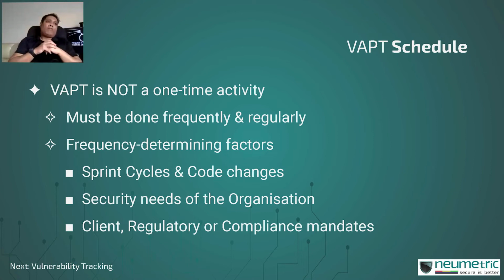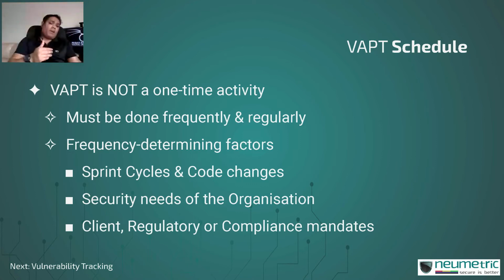You should define how frequently you are going to be doing it. Is there a necessity to do it regularly? And if so, what are the various factors that decide how frequently you should be taking up VAPT projects for your application or for your IT assets, whatever the case may be? So the factors here are: one, how frequent is your sprint cycle? Do you release new code every 15 days or 1 month or 3 months or 6 months or once a year?